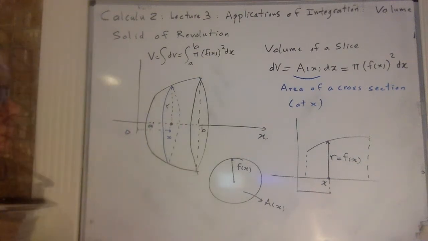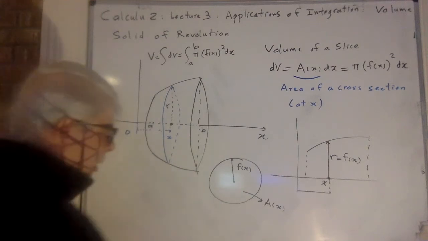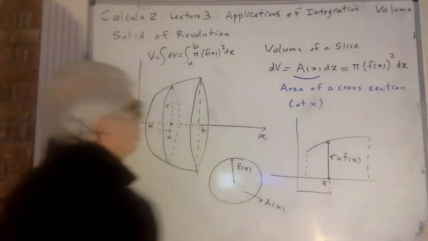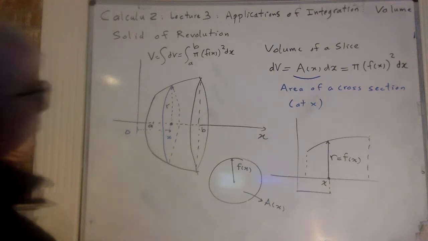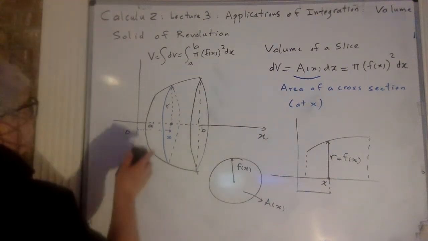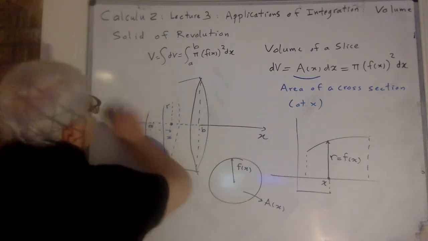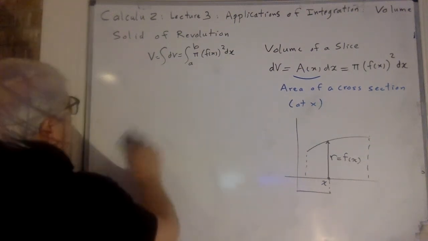Okay? So that's it. That is simply the volume of a solid of revolution. It's that simple. Now let me give you some examples here, and then we'll continue with volume.